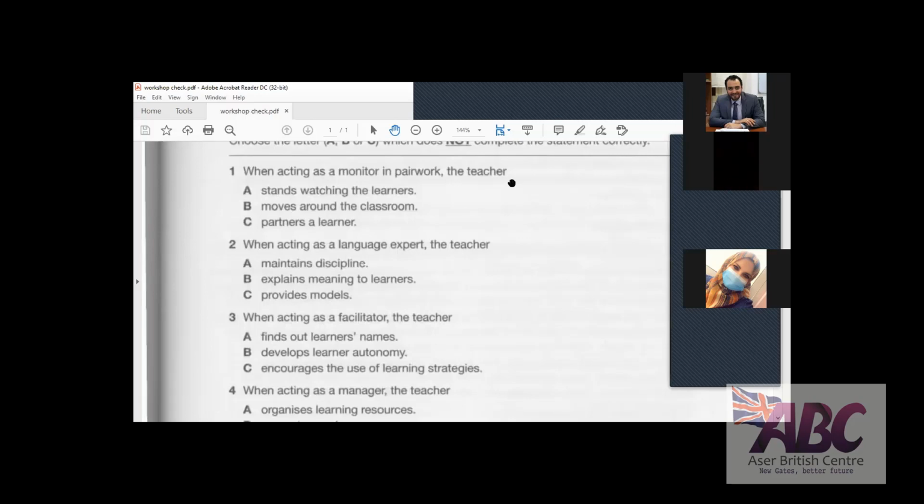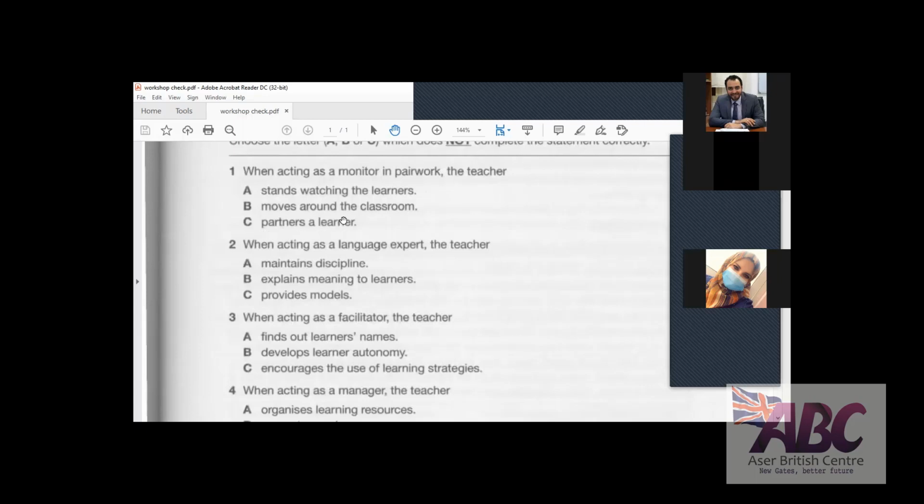No, I stand watching my students. There is a difference between standing watching and only standing. Right. You are acting as monitor in their work. Okay. So you can stand watching the learners. Yeah, watching them. You can also move around the classroom, but you shouldn't partner with a learner.